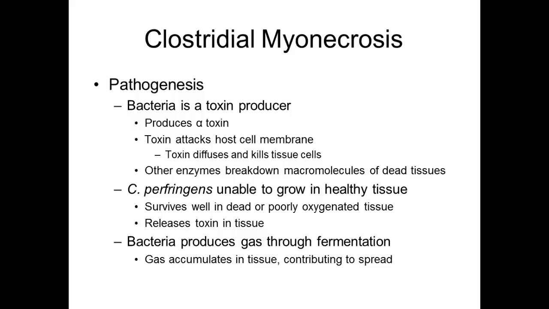It is unable to grow in healthy tissue. It only can survive in dead or poorly oxygenated tissue, because again, it's an anaerobe. It grows anaerobically. And then once it's established in that dead tissue or that low oxygen damaged environment, it's going to produce toxins and cause even more tissue death. And then under these anaerobic conditions, it's fermenting, right? So it's producing the gas, and even the pressure of the gas can help spread the organisms to other areas.